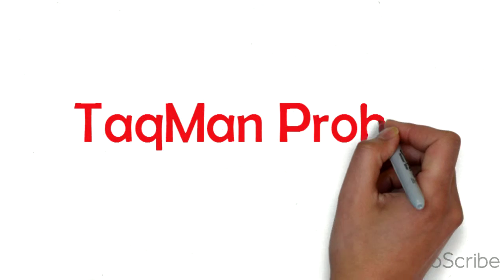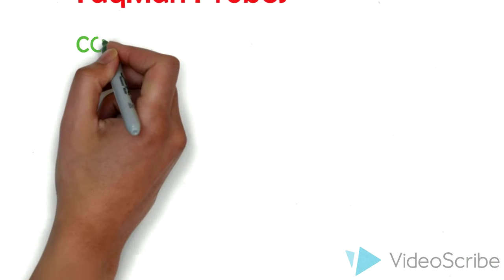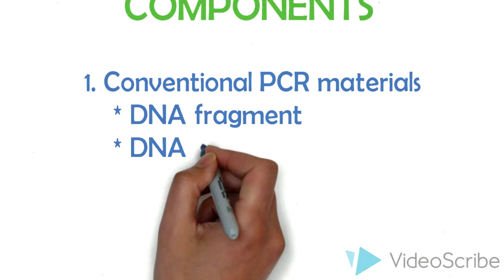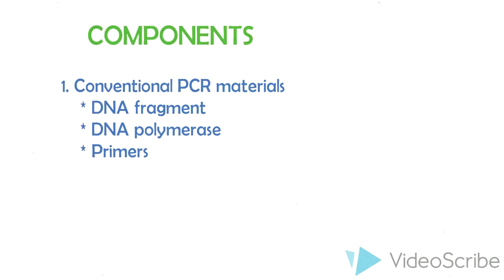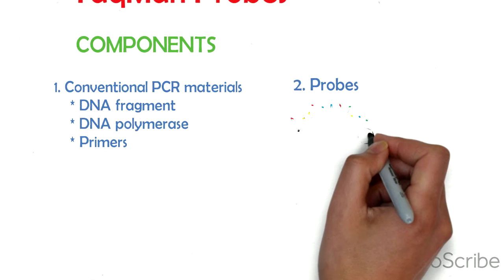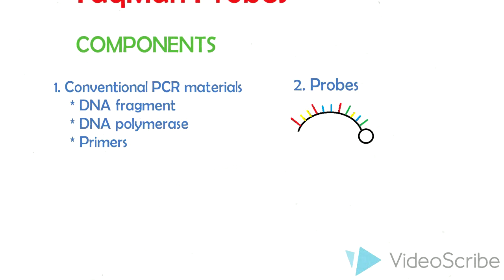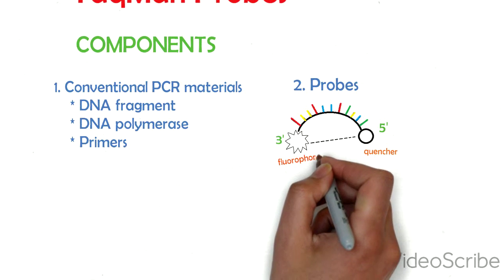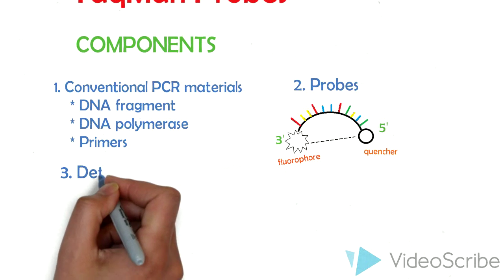TaqMan probe. Components: conventional PCR materials, DNA fragment, DNA polymerase, primers. Probe. In the probe, one of the nucleotides is marked with a fluorescent molecule, which is called fluorophore, and with another that absorbs the light emitted by the fluorophore, known as quencher. This will happen only if they are together. When they become separated, fluorescence will be off. Detector.